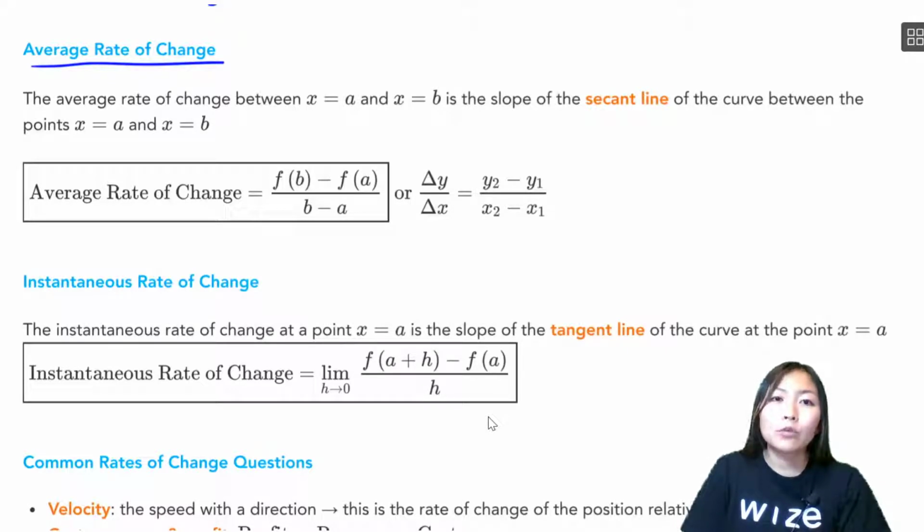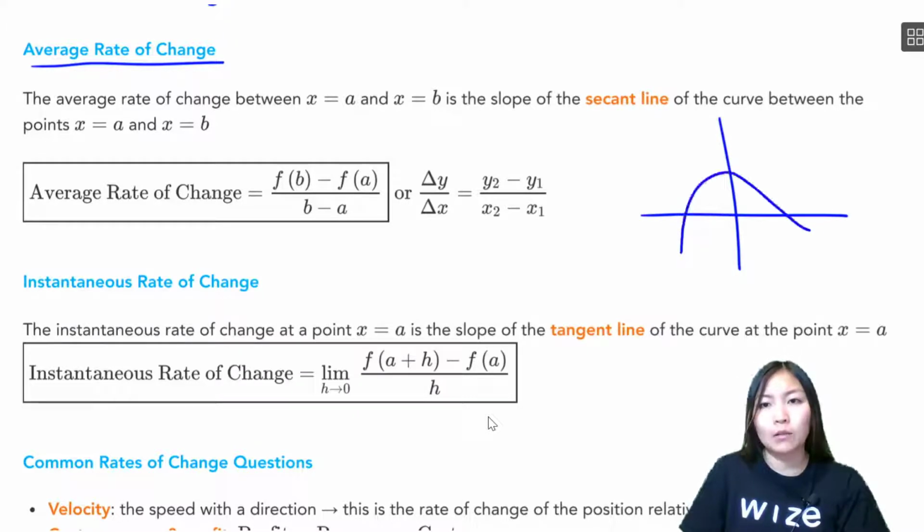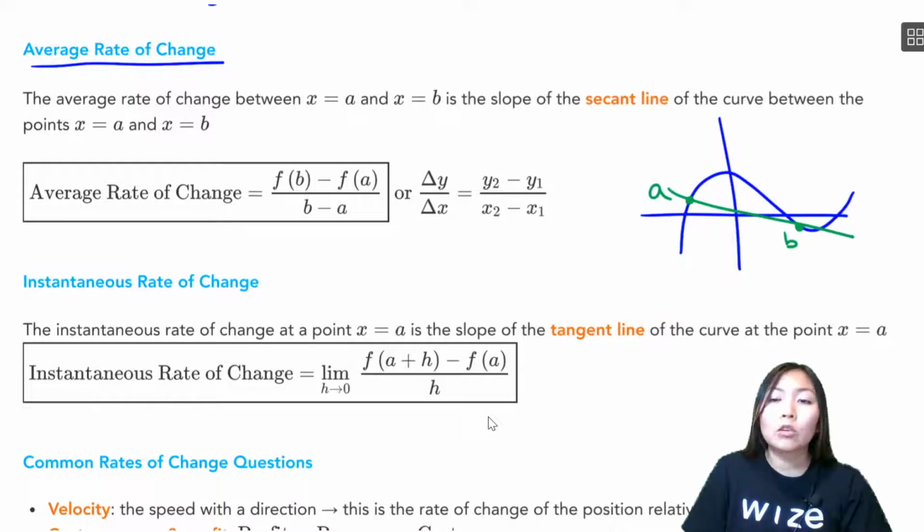Okay, the average rate of change, we can relate that to slopes. The average rate of change between 2 points, x equals a and x equals b, is the slope of the secant line of the curve between those 2 points. So if I have a curve like this, let's say it looks like that. And I want to look at the change between this point A and this point B over here, let's say. Then I can draw a secant line between these two, so a straight line that connects these two. And if I look at the slope, I will be able to tell on average, going from A to B, what is my rate of change? Meaning, what is the slope? What's my rise? What's my run?